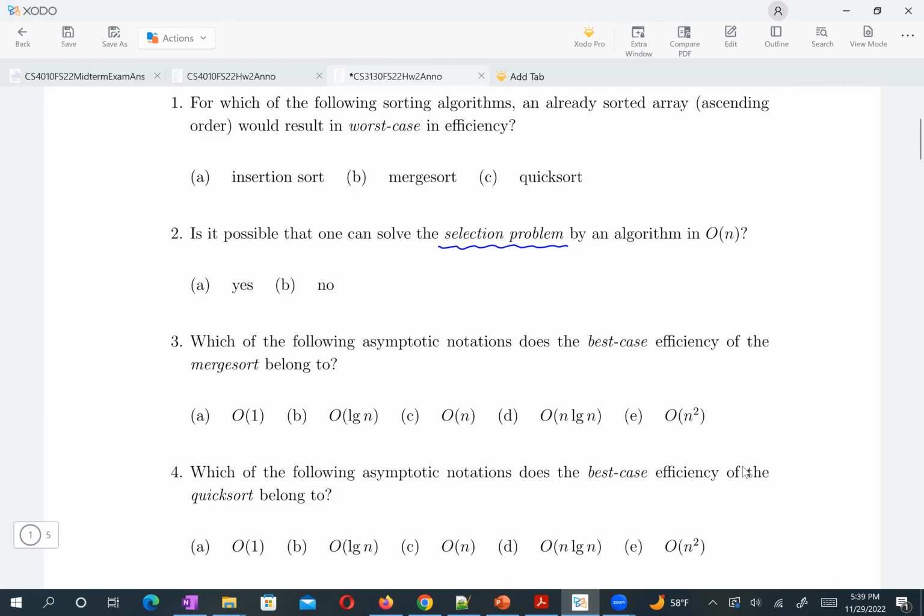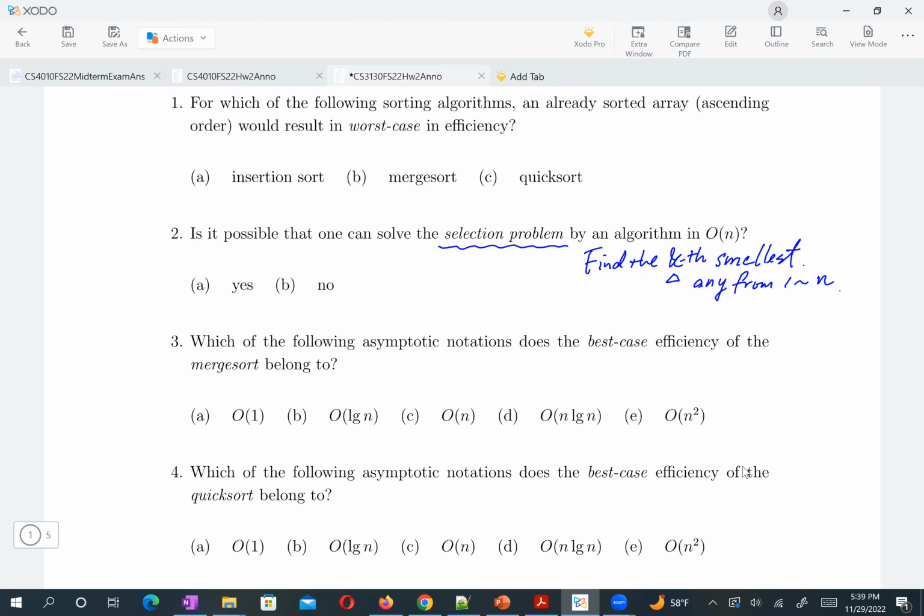So the problem is find the kth smallest element in a given array. But k must be given. It could be any number from 1 through n.